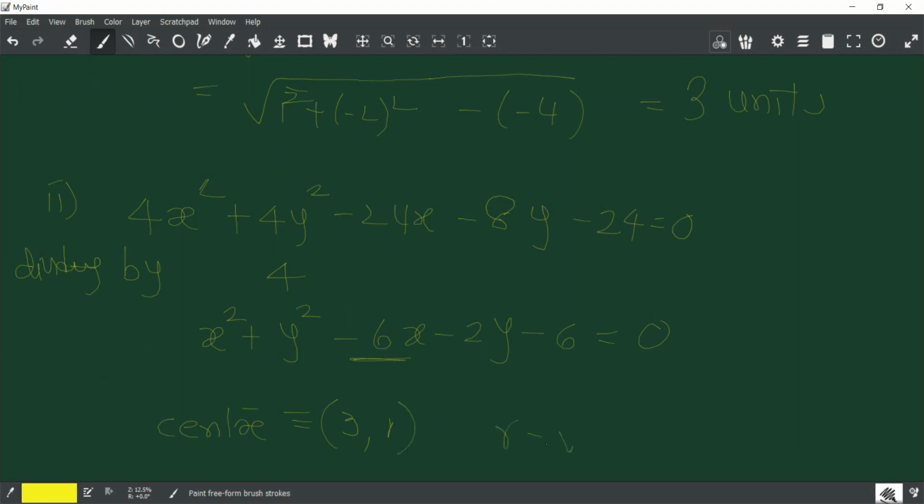And radius will be root of g square plus f square minus c. So 4 units. Okay. Is that very clear to you all?